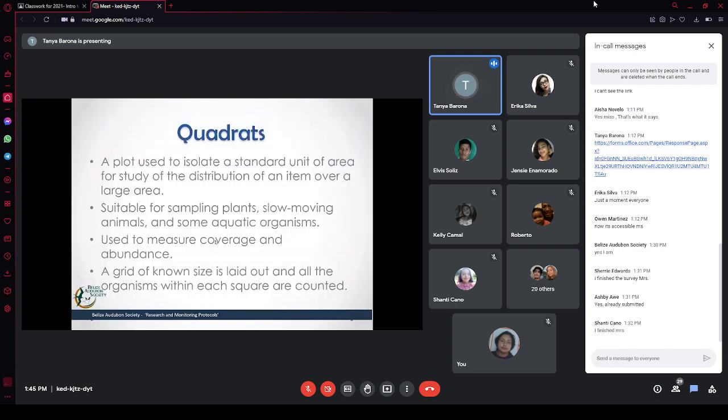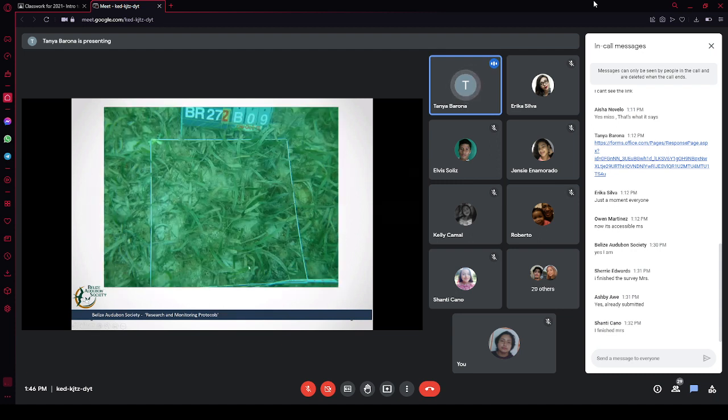The other method that we implement to collect our data is the quadrat method. A plot is used to isolate a standard unit area of study of a distribution of an item over a large area. This is suitable for sampling plants, slow-moving animals, and some aquatic organisms. Again, this can give you a measure of coverage and abundance if you predetermine the size of your quadrat. And this is an example of a quadrat.